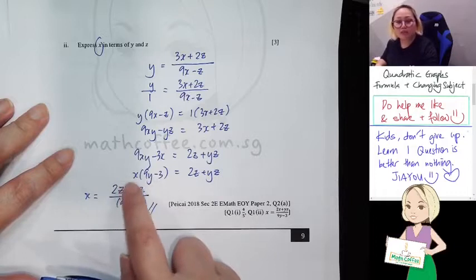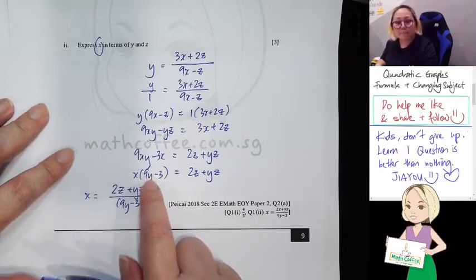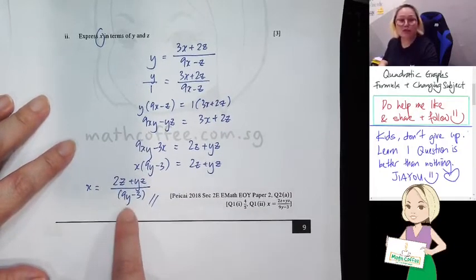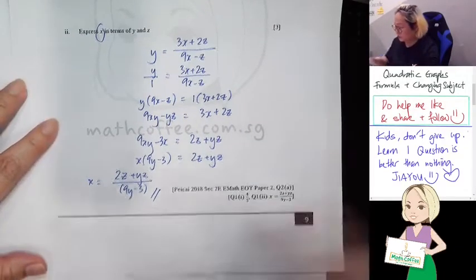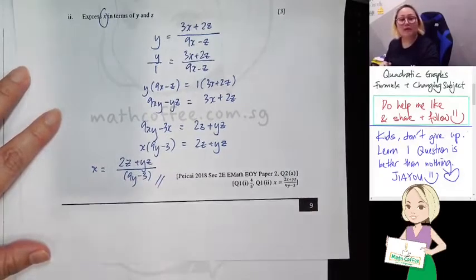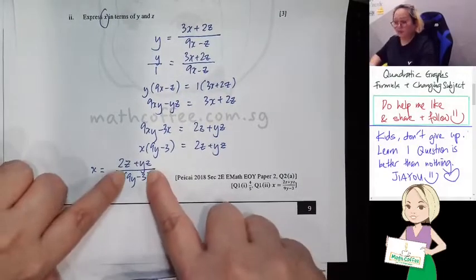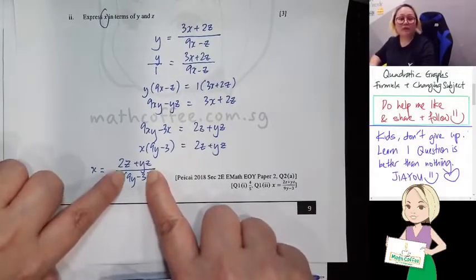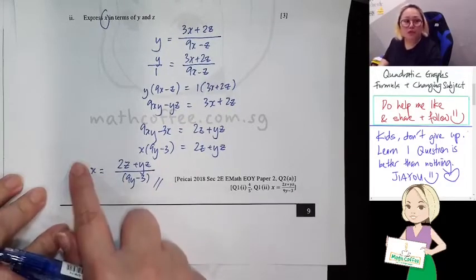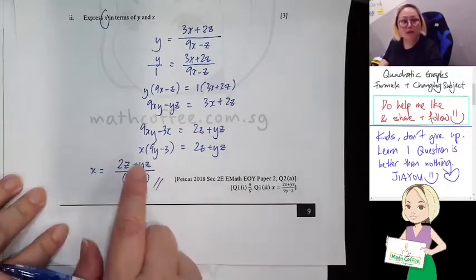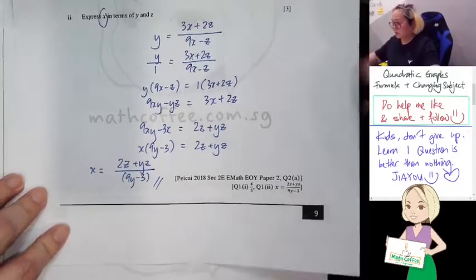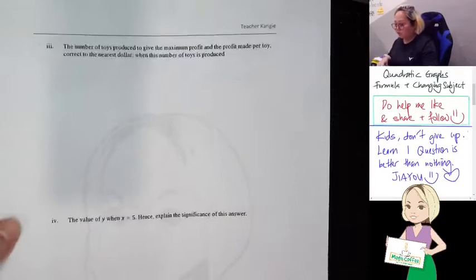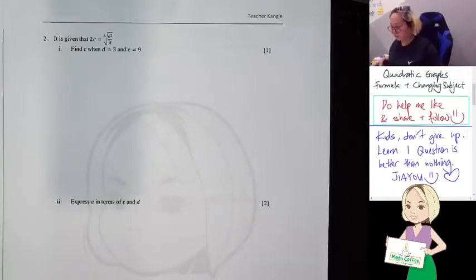So just bring this. Must I put a bracket on the 9y minus 3? Not necessary. Not necessary to put a bracket. Okay? So just make a check: 1x, no x on the right hand side. Okay? So this is the first question. Let's move on.